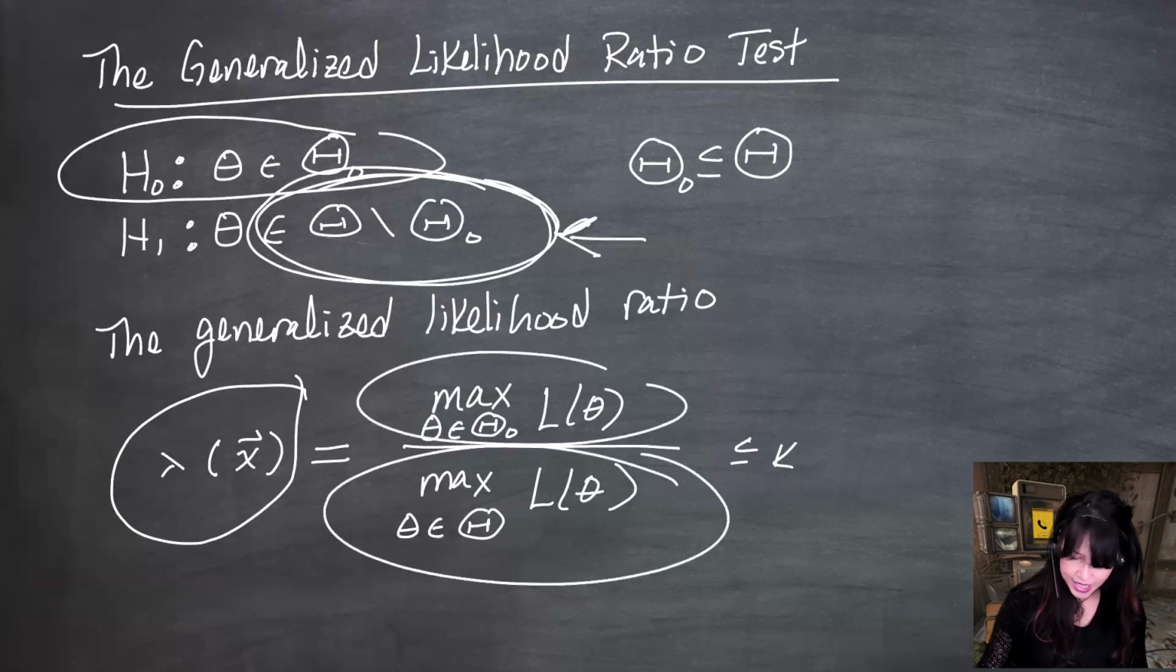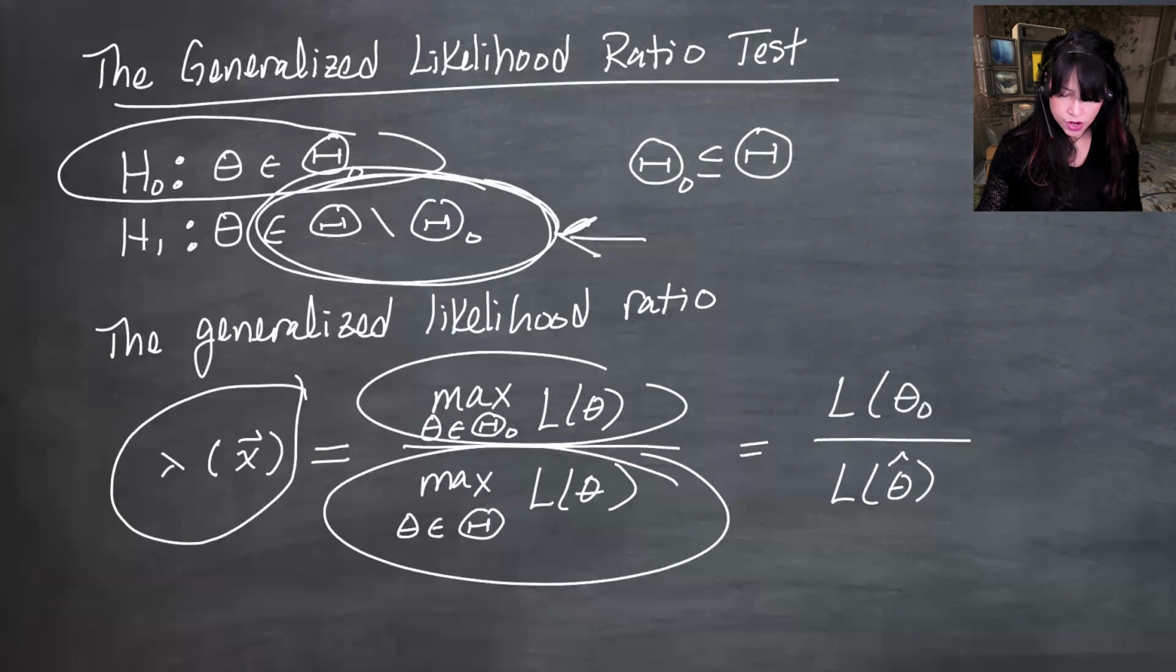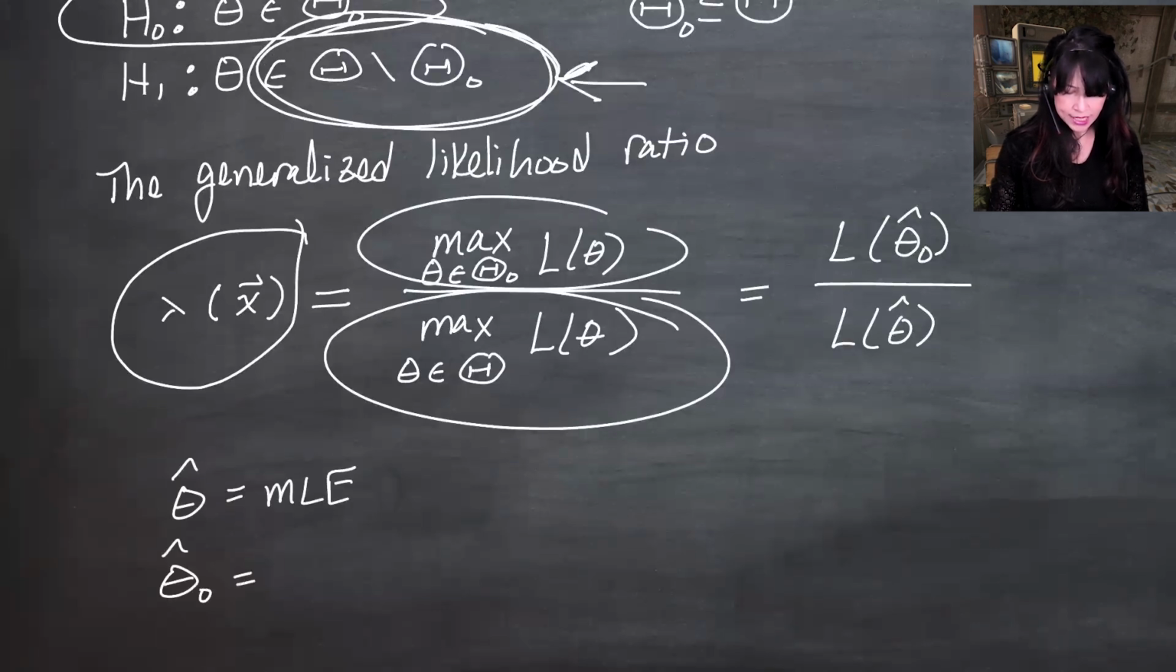So one more thing I just want to get in here. You can write this as, in the denominator, L of theta hat, where theta hat is the MLE. That's what maximizes the likelihood. And in the top, we're going to write L of theta naught hat. And we're going to define that. So theta hat is going to be the maximum likelihood estimator, and theta naught hat is the so-called restricted MLE.